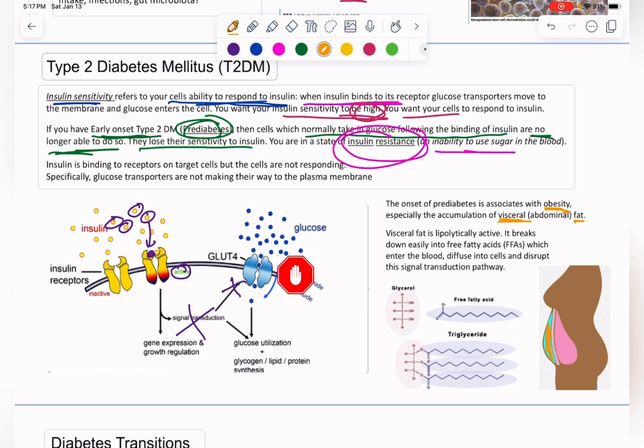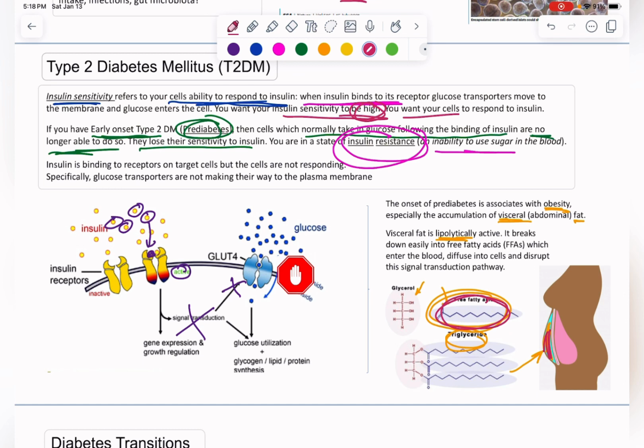And the reason it's different is because it's what we call lipolytically active. These lipids that are in the abdomen can break down really easily. So here we have a full triglyceride, and again, triglycerides that are in the abdomen and the visceral fat break down relatively easily. And so that results in the release of this glycerol head and the release of these free fatty acids into the blood. So the visceral fat breaks down and causes the release of these free fatty acids into the blood.